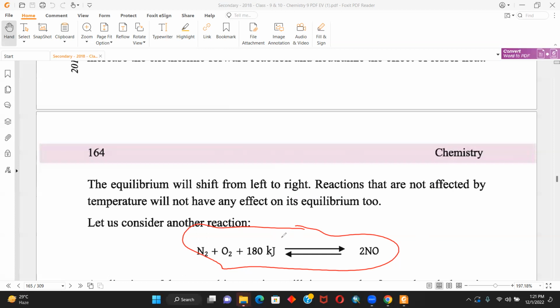So, what did you do? Did you follow the steps? 180 kilojoules to the other side, it would become minus. So that's minus. Absorbing, or delta H equals positive, which is endothermic. So if it's forward absorbing, the reaction is endothermic.